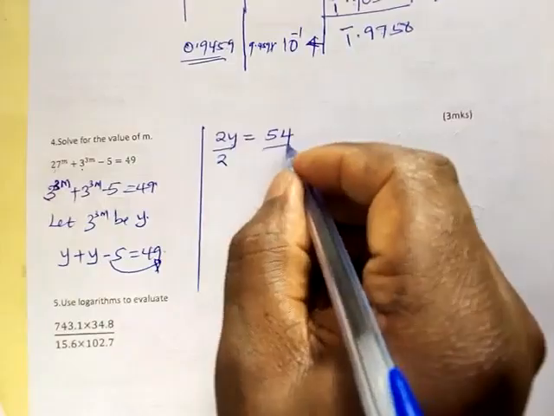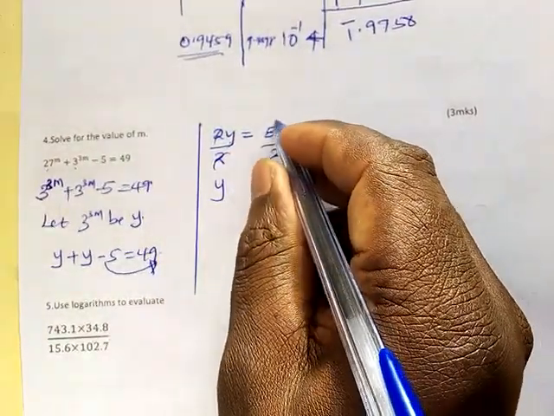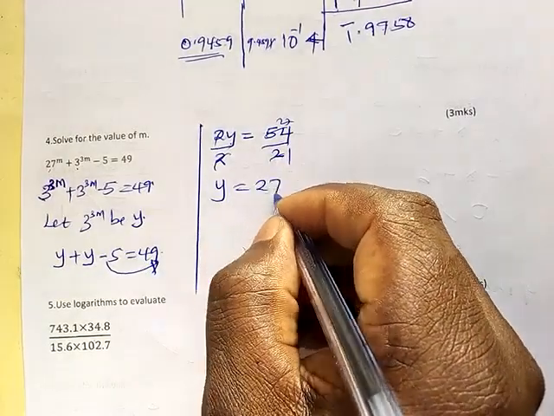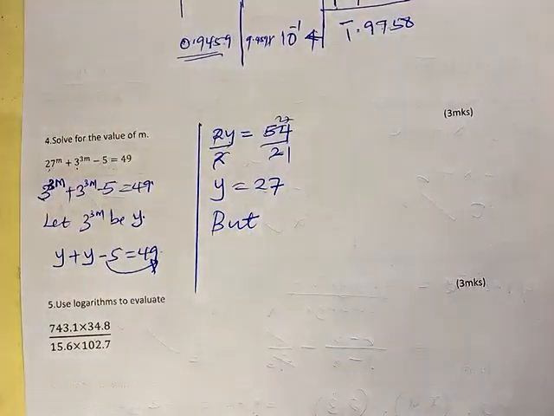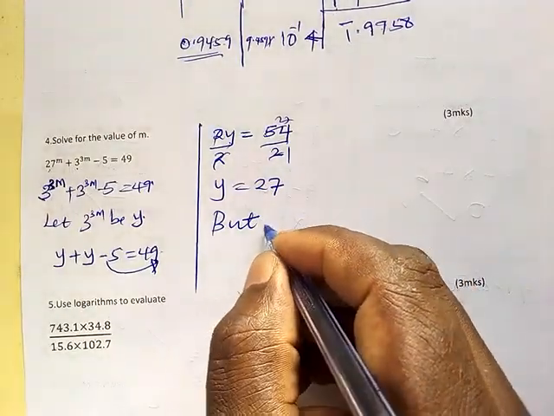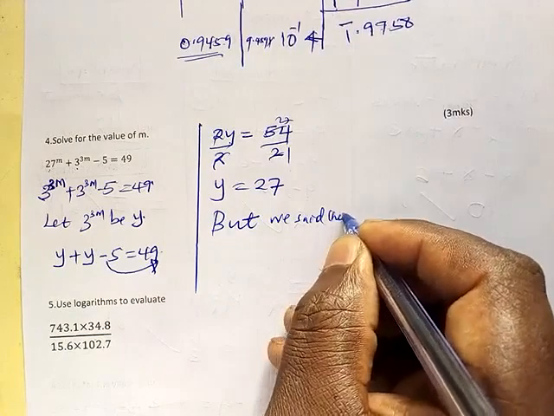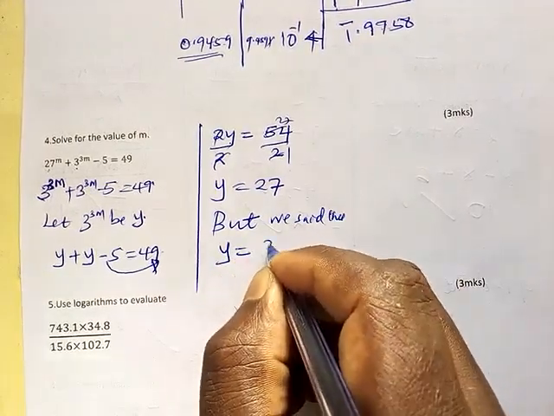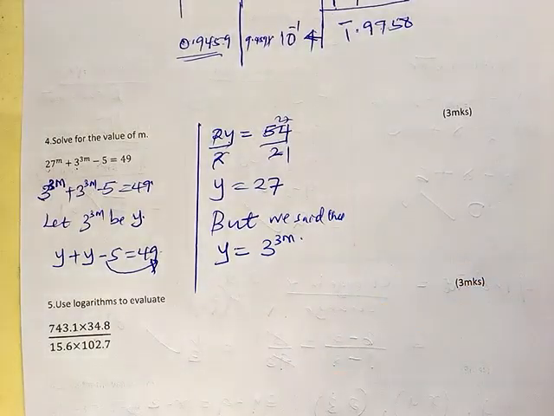We want the value of y. Divided by 2, so y equal to 27. But we said that y equal to 3 raised to 3m. That's what we said.